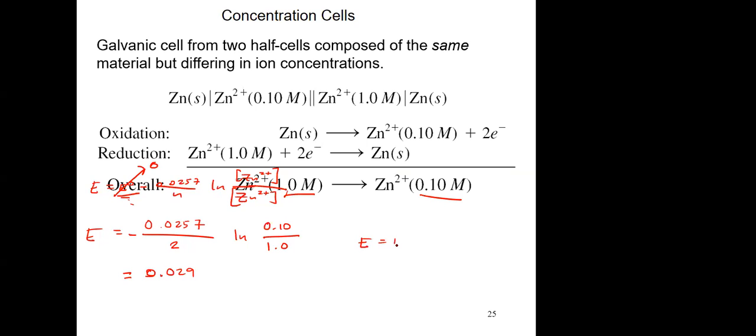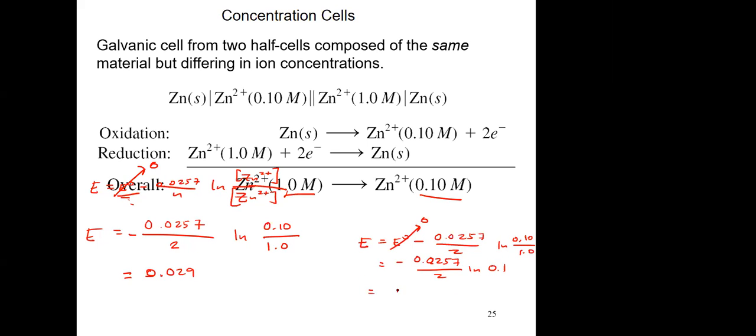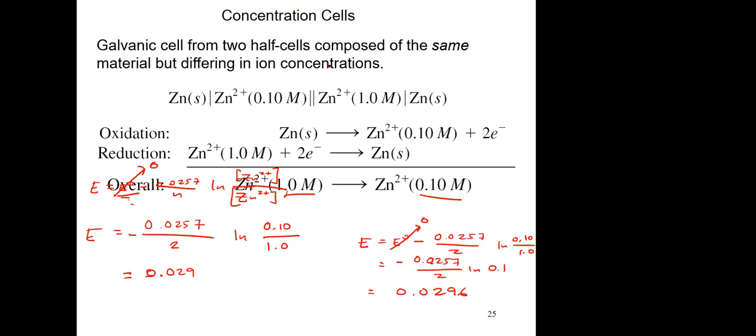Remember, E equals E° minus 0.0257 over 2 ln 0.1 over 1. So E° is 0, so that means a negative. Okay. So it's 0.0296, right? Yes.